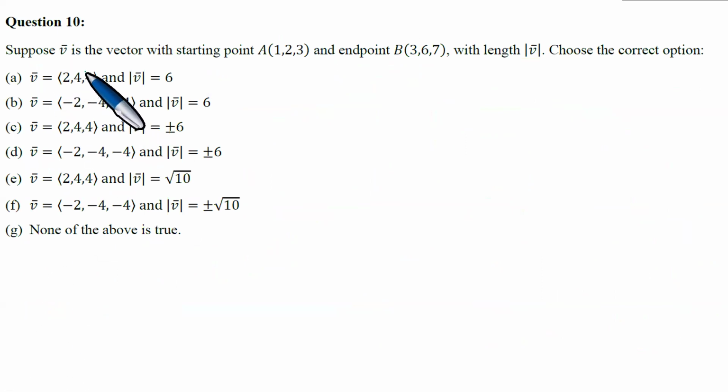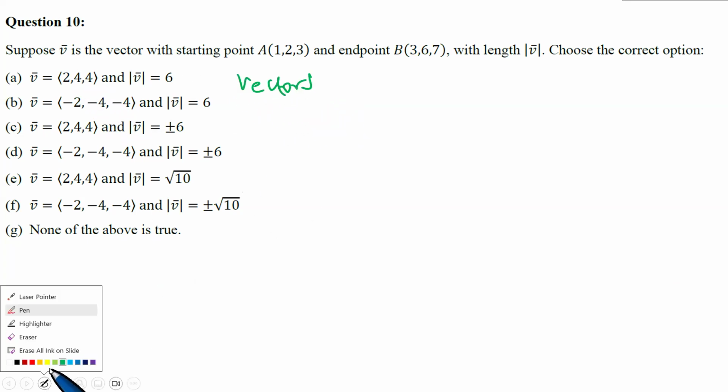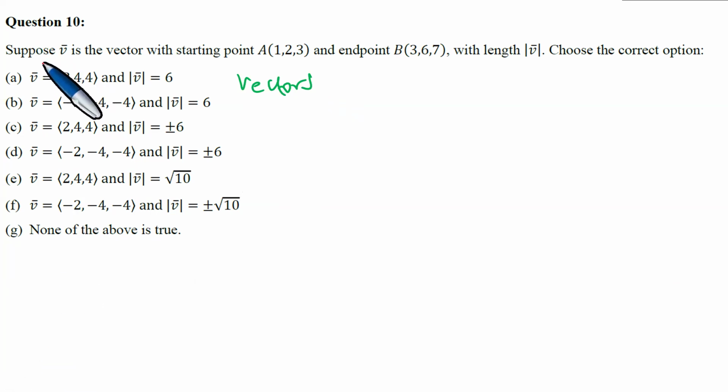Okay, let us look at question 10. Question 10 looks so tiny, but it's about vectors. So we're dealing with vectors, and there are a couple of things we need to take into account. Suppose V bar is the vector with starting point A with coordinates 1, 2, 3, end point B with 3, 6, 7, with length, magnitude of V. Choose the correct option.